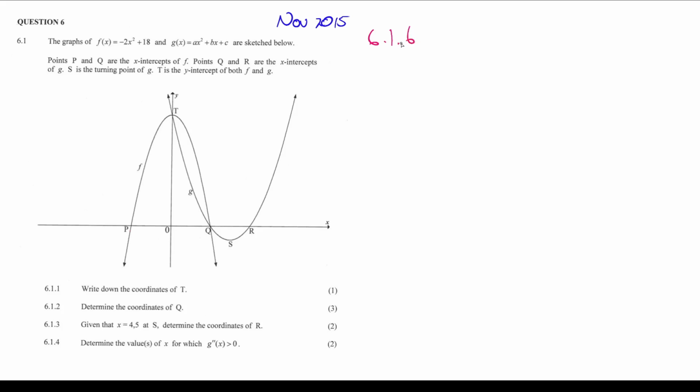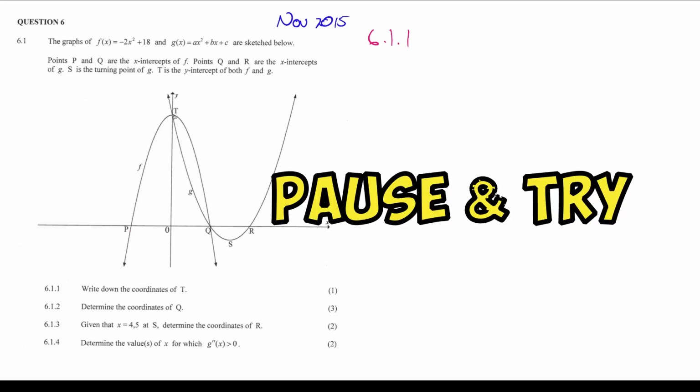All right, so for 6.1.1: write down the coordinates of T. T is the y-intercept of my graph.